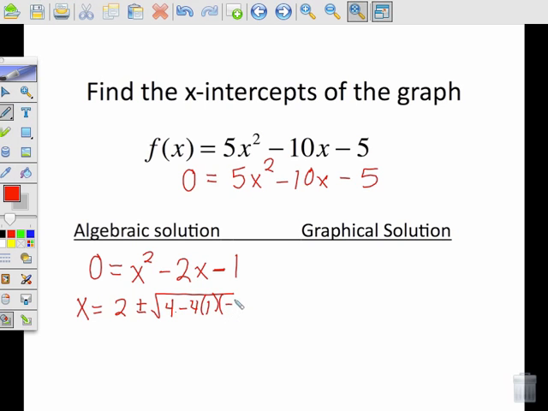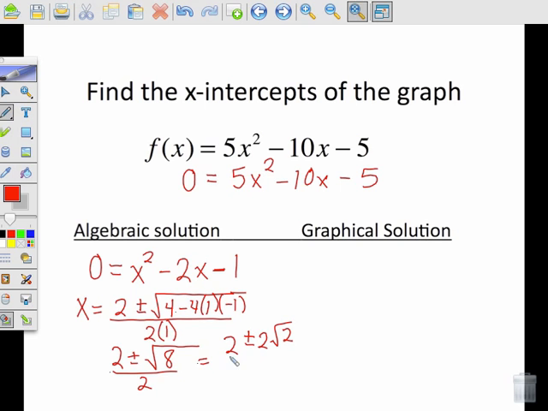X equals negative b, so 2 plus or minus the square root of b squared, 4, minus 4 times a is 1, and c is negative 1, all over 2 times a is 1. So we've got 2 plus or minus the square root of 4 plus 4, which is 8, all over 2. This would reduce down to 2 plus or minus 2 square roots of 2, all over 2. We can keep simplifying. It's going to be 1 plus or minus the root 2, 0. Those are our intercepts. Okay? All right.